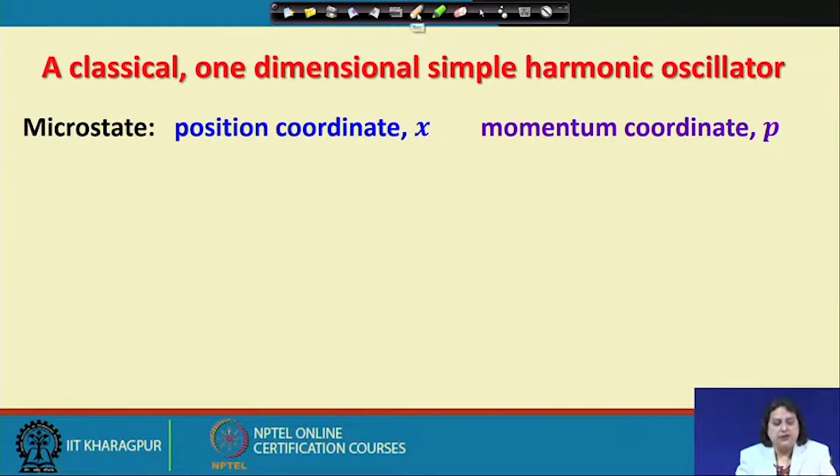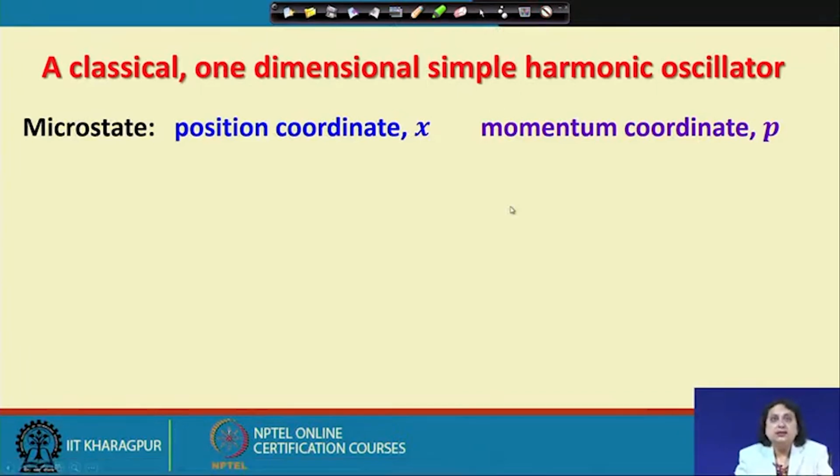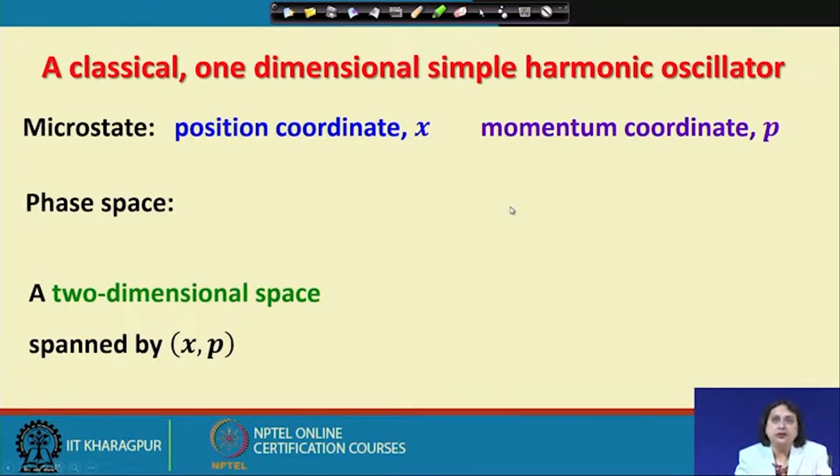So, it is pretty obvious that my one-dimensional simple harmonic oscillator has only one positional degree of freedom, which is given by this position coordinate x, and associated with it there is only one momentum coordinate p, which is defined as mass times x dot, that is the rate of change of x with time. Now, once I understand this, then obviously I would ask the question, what is the phase space of this single one-dimensional simple harmonic oscillator?